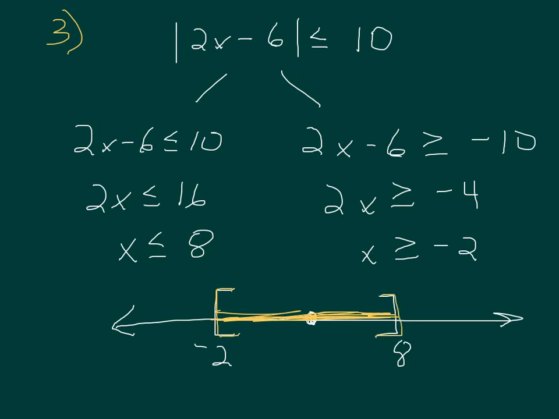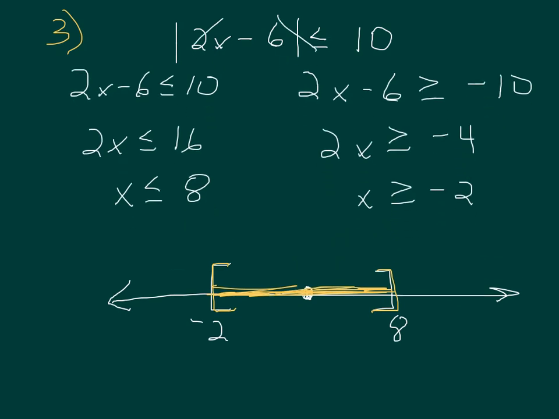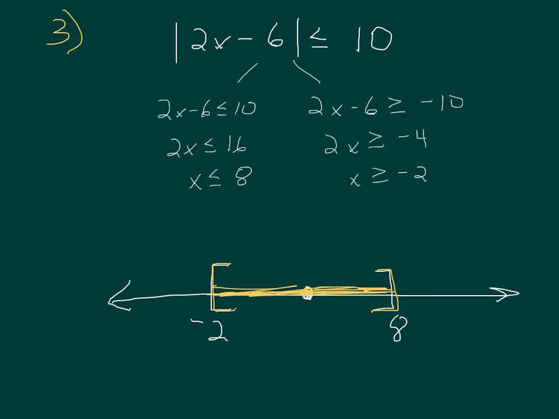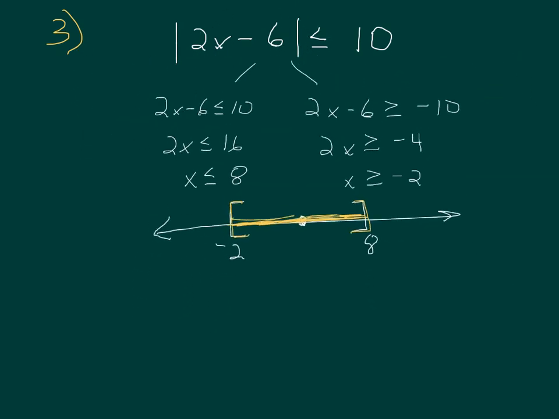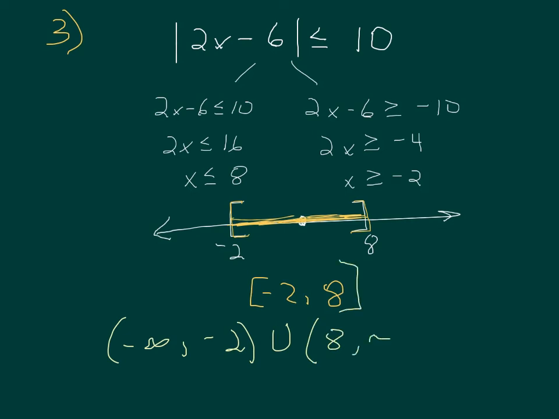And after graphing it, we can then go ahead, let me reduce these. We can then go ahead and write the interval just like we see it in the graph from left to right, negative 2 to 8. Okay, your answer was negative infinity to negative 2 union with 8, which I forgot that bracket, to infinity.